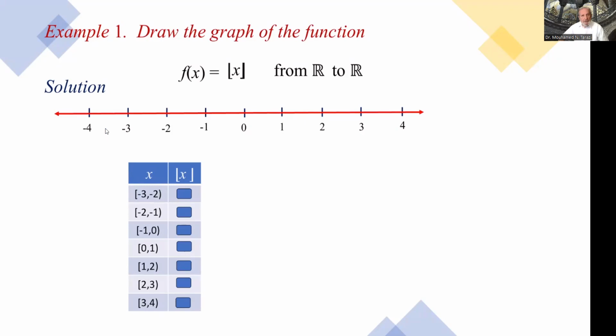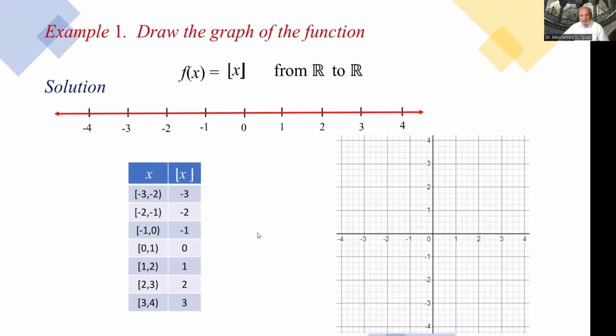So now when x is between -3 and -2, x is here, the floor function at x is -3. When x is here, -2. When x is here, -1. 0. When x is here between 3 and 4, it is 3. So once you have this, now it's easy to draw that.